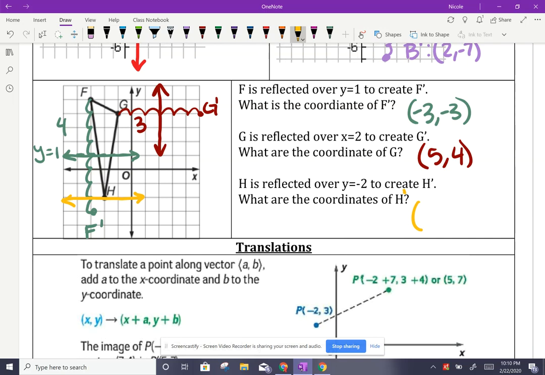H prime is going to not move because it's on the line I'm reflecting it over. It doesn't go anywhere. So H prime is also at -2, -2. It's kind of funny.